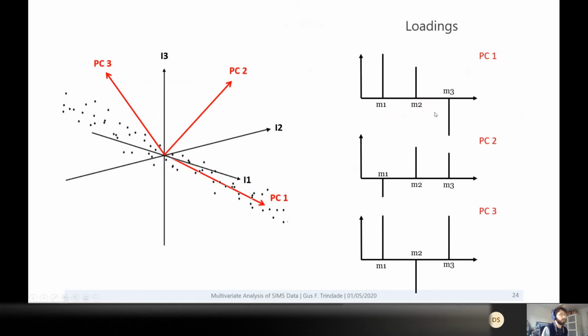So yeah, that's just what the loadings will look like for PC1, 2, and 3. So 1 and 2 in this case will be from one compound and 3 from another. As you see, they both anti-correlate with M3, but they correlate between themselves.